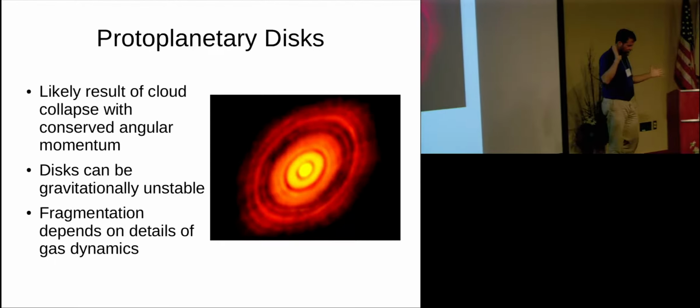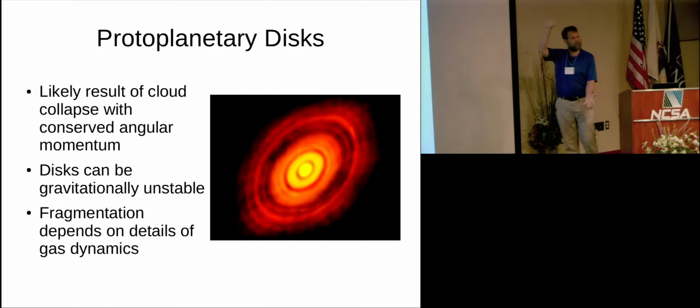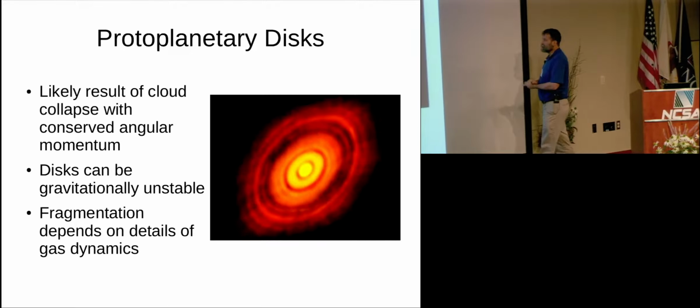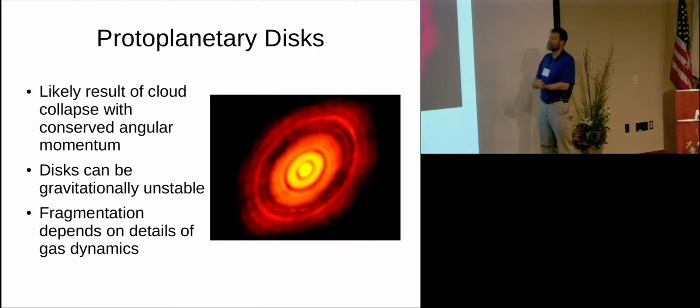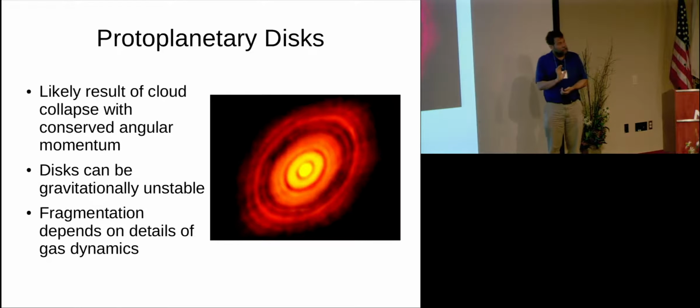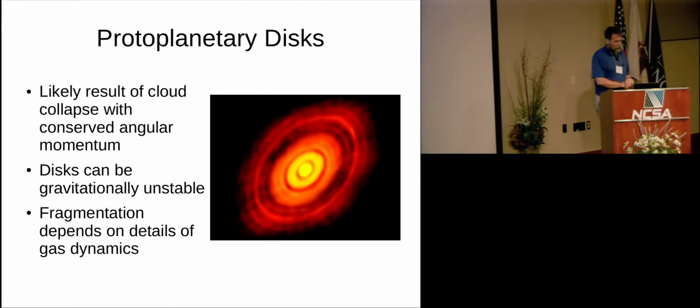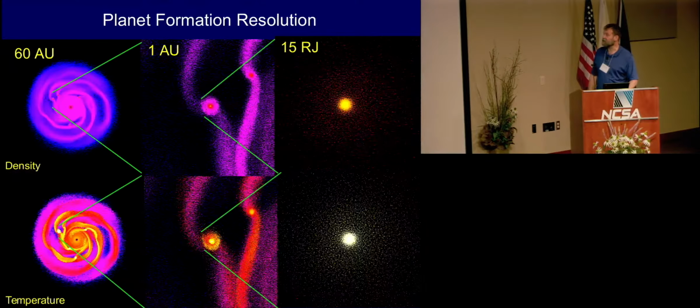And so we can understand how a planet forms by the initial collapse of a cloud forming the star, but around the star, a gaseous disk that has to be there essentially by conservation of angular momentum. And I've been looking at the issue of, can these disks be gravitationally unstable? And if so, would they fragment into, say, Jupiter-sized planets? And that depends on the details of the gas dynamics.